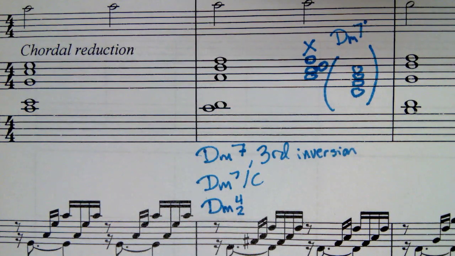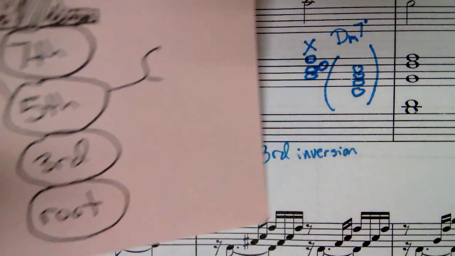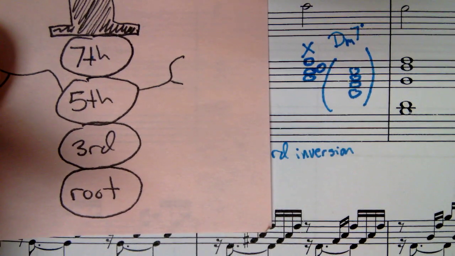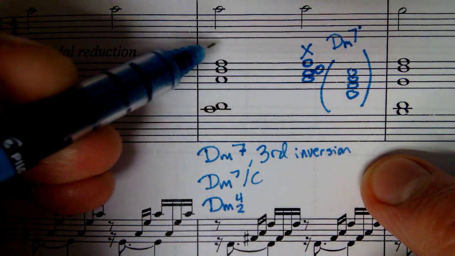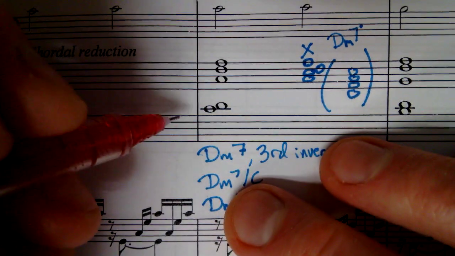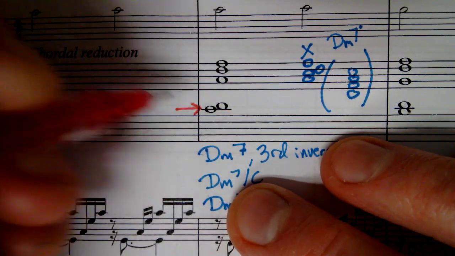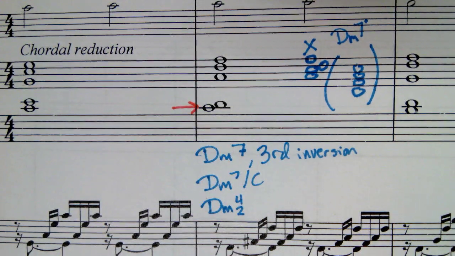Finally, let's figure out where the chordal seventh is in this chord. So again, the seventh is that top note when you rewrite it as a snowman. The chordal seventh is C. So where is the C in this chord? Right there. That is our hot note, or chordal seventh.